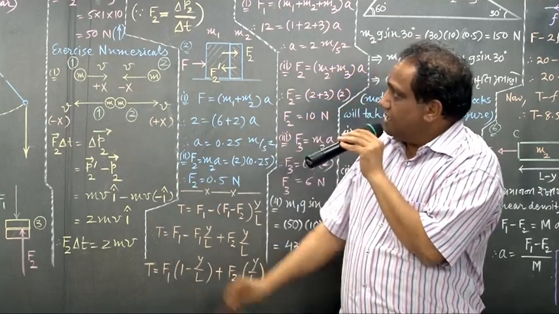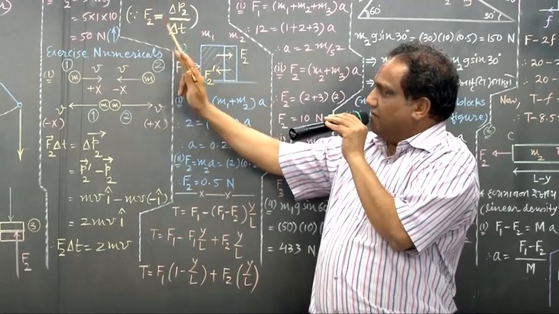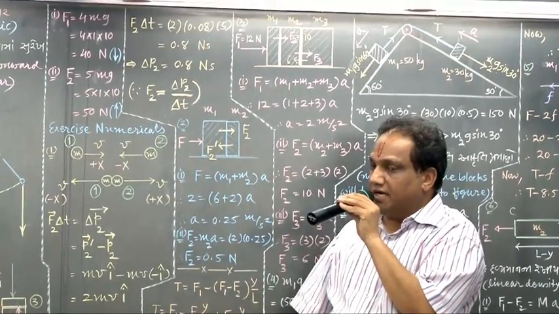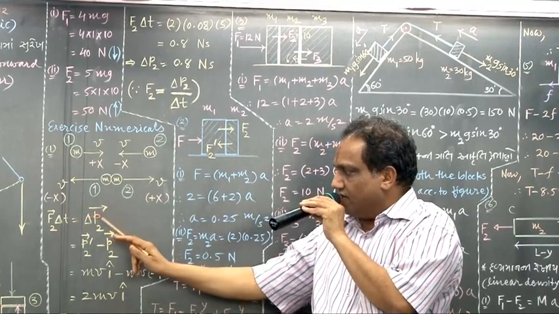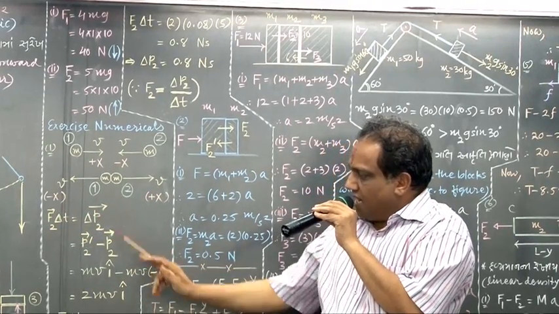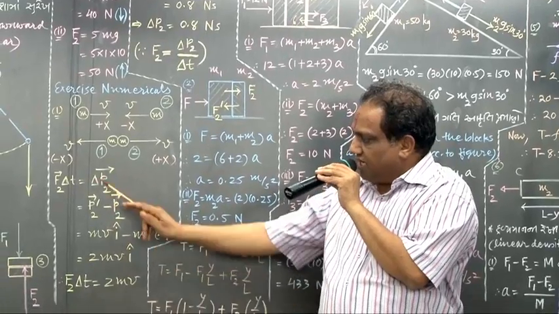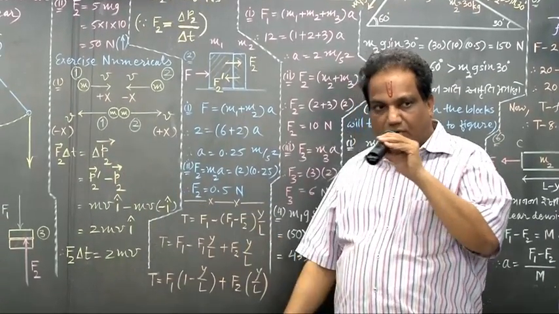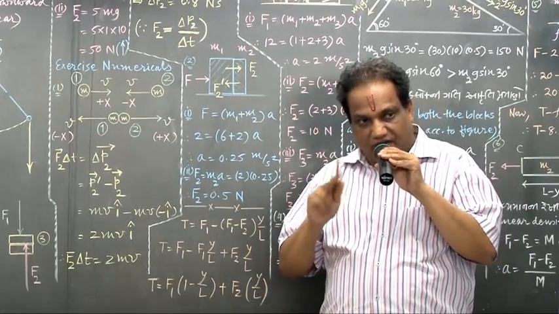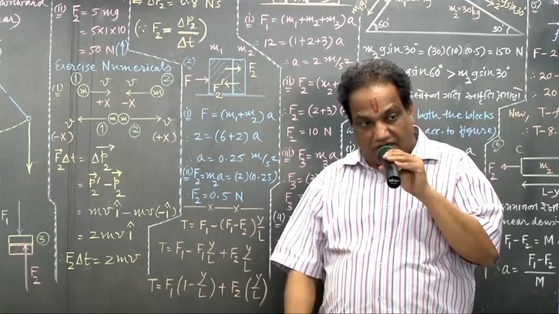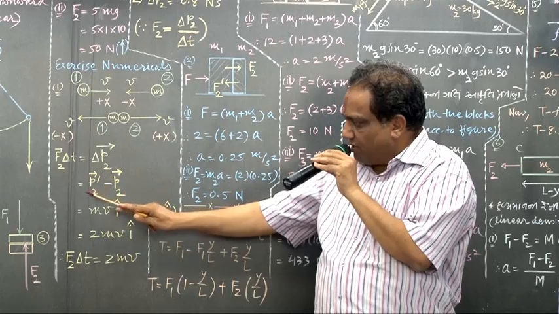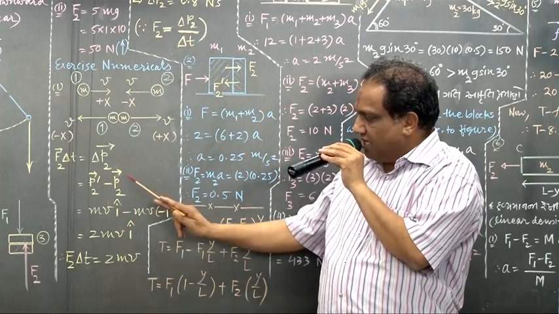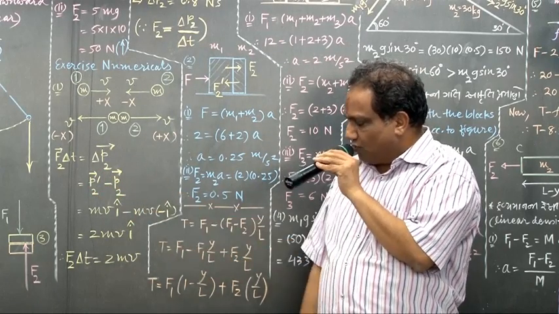What is F2 into delta t, everybody? Delta P. So here I should write vector F2 delta t equals vector delta P2. And now vector delta P2 means the change in momentum of the second body, that is, final momentum of the second body minus initial momentum of the second body. Final momentum I am showing by the symbol vector P2 dash, minus initial momentum of the second body, vector P2.